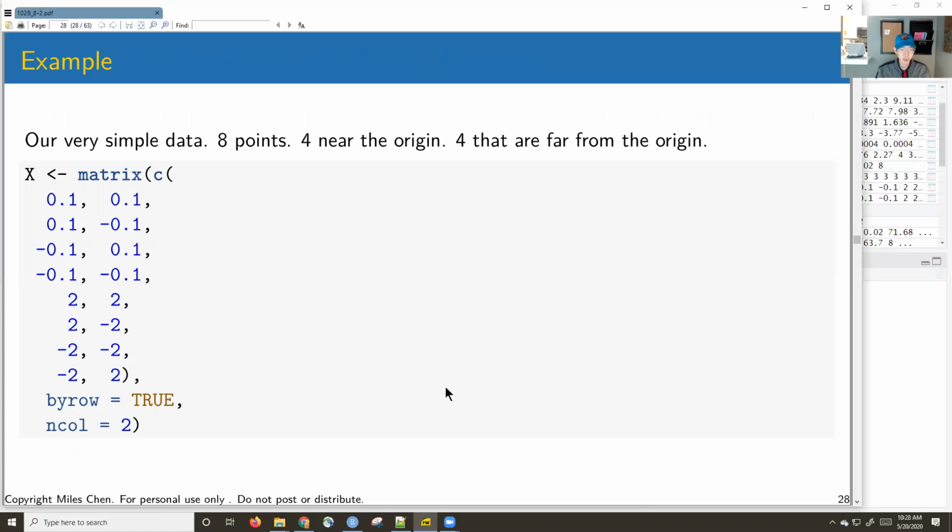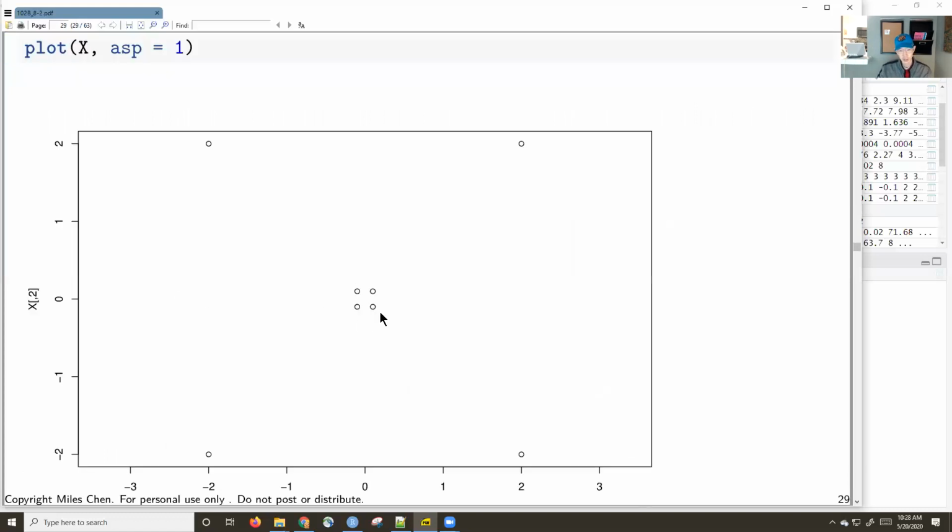I got 8 points. 4 are going to be very close to the origin, and 4 are far from the origin. So I got 8 points, 4 right here, and 4 that are far away. And if I use regular k-means clustering, which uses Euclidean distance in 2D space, it's not going to cluster, right?